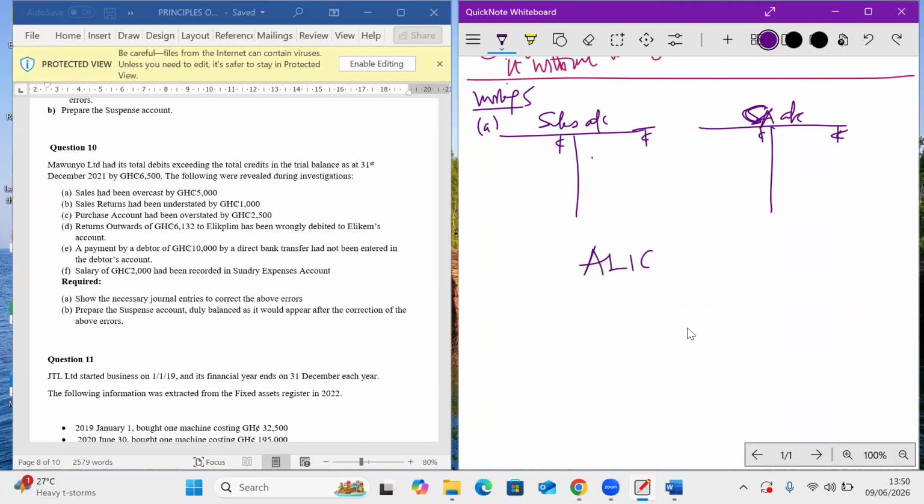We have what is called ALICE. ALICE is the element. I'm doing another theory. They can ask you in exam. Elements of the financial statement. The acronym is ALICE. A stands for assets, L liabilities, I income, C capital, E expenses.